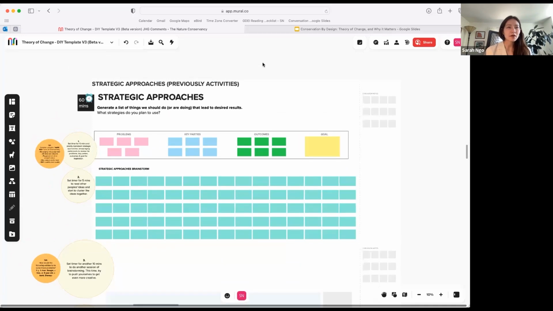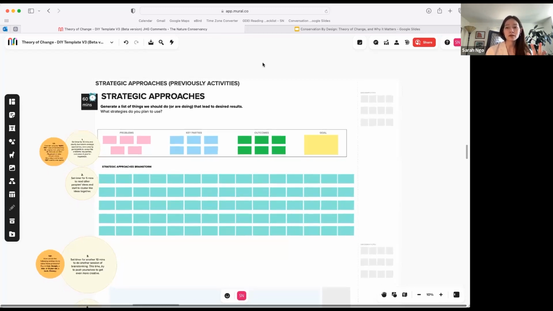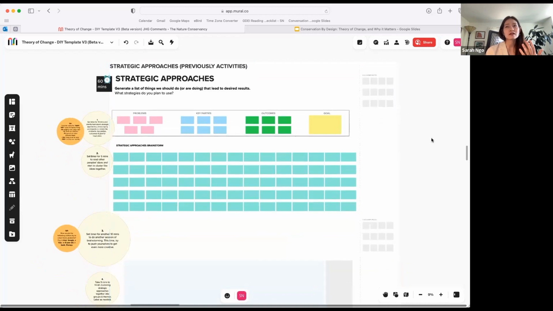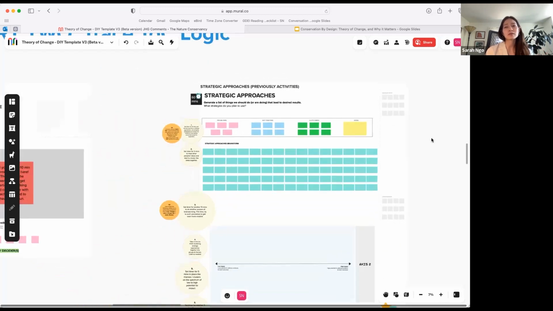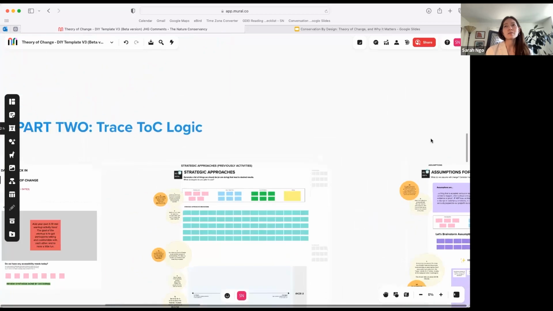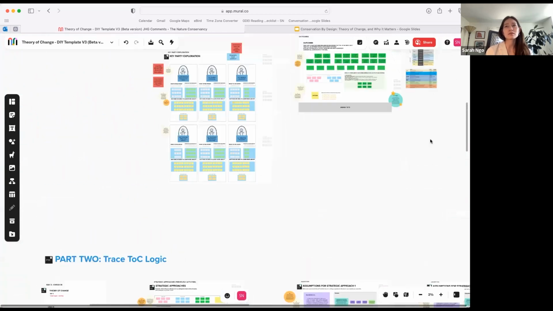And often if teams have done that exercise coming into the theory of change already or done that module, this exercise becomes a helpful moment to check back in on the logic of how those strategic approaches fit with the problems, the key parties, the goals and outcomes. So as stated, let's just make sure the strategic approaches we've landed on actually address the problems that we've chosen. Do they address the goals and outcomes?